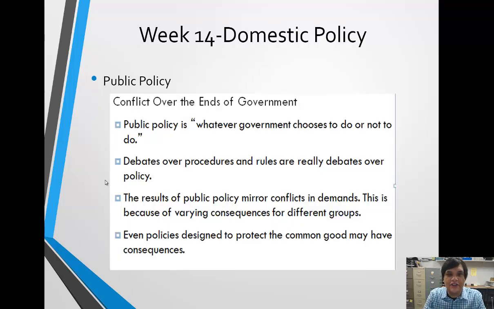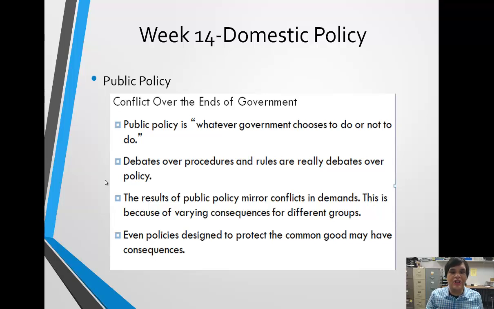All right, so that was enough about courts. Finally, moving on to the latter half of this unit, we talk about domestic policy and foreign policy. Domestic policy and foreign policy all fall under the realm of public policy. And the definition of public policy that I really care about for your test is simply that public policy is a conflict over the ends of government.